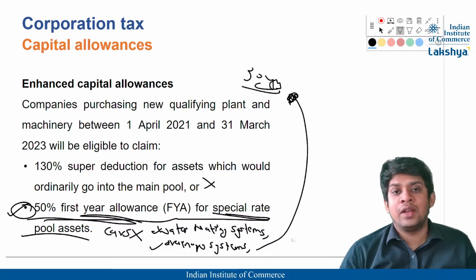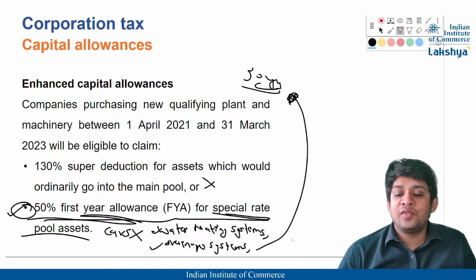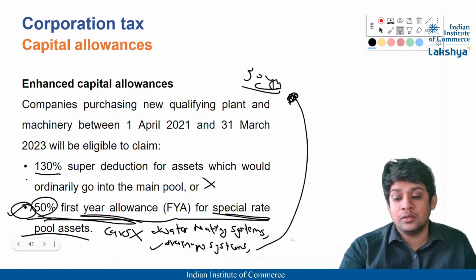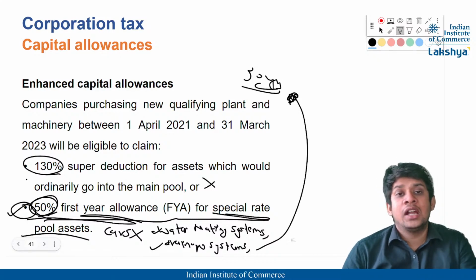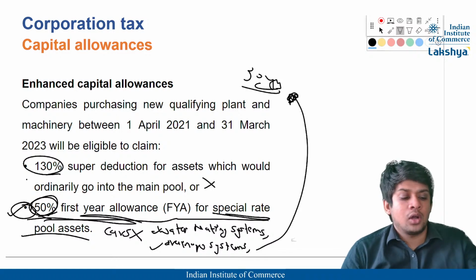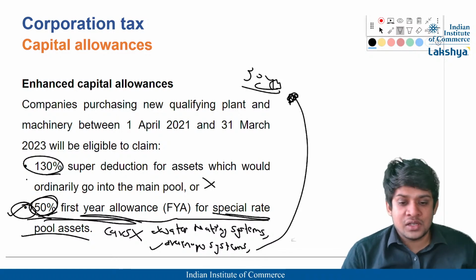Okay. So they are used for a very long period of time, and that is the reason why they go to your special rate pool. But they get a 50% first year allowance. This 130% super deduction and 50% first year allowance is not given to individuals. It is only given to companies. Okay.